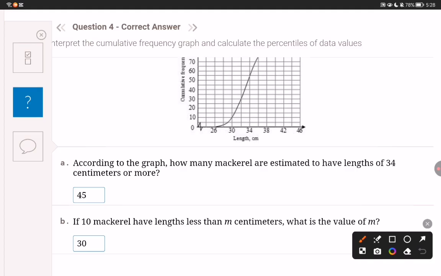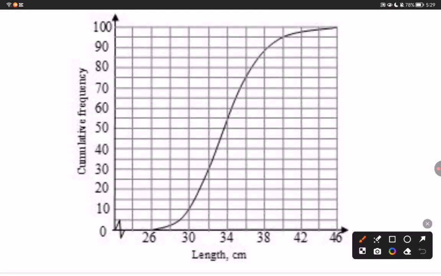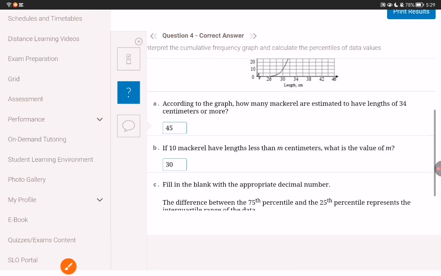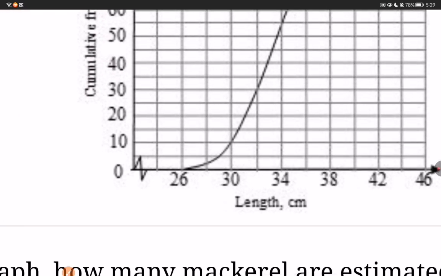So, we're gonna use the y-axis this time because we're talking about mackerels and we want to find their lengths. If 10 mackerels have lengths less than m centimeters, so we go to 10, it's around here, and then we go to the curve, and then we look at the x, it's 30. Okay? So that means that 10 mackerels have a length of 30, right? They want us to find 10 or less, I think.